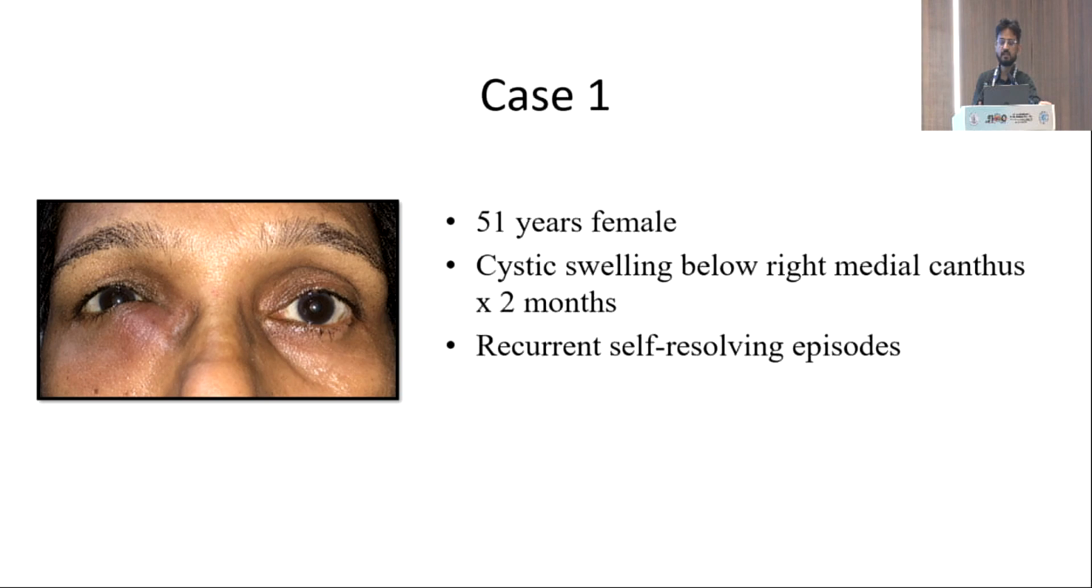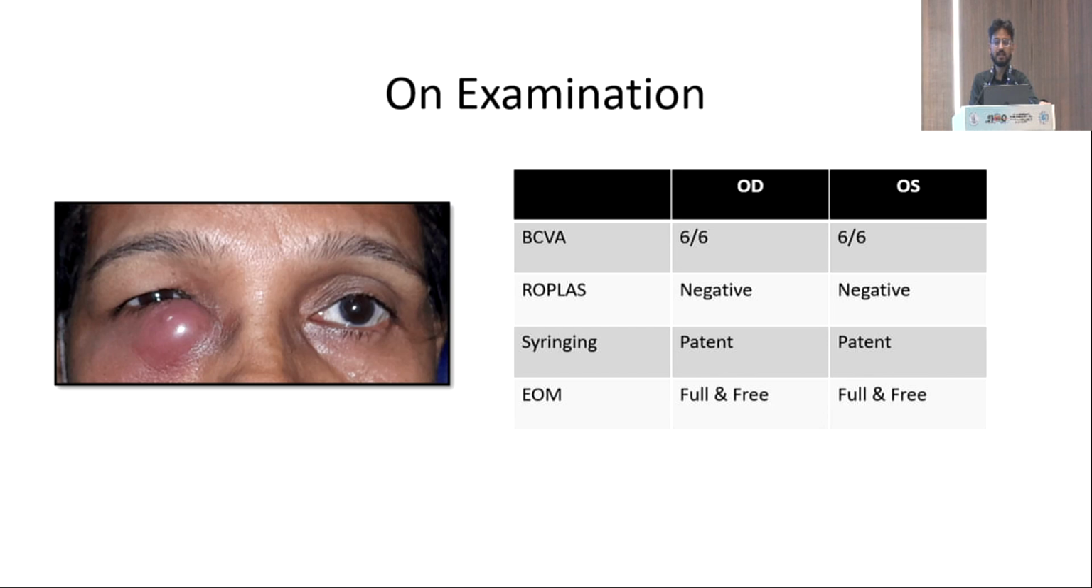So when a patient gives such a history, we think it's a nasolacrimal duct obstruction with a mucocele in that area, and the patient has also undergone incision and drainage elsewhere. Then the patient presents after a few weeks with this kind of picture, and of course when we do a ROPLAS, it's negative, syringing is patent, so it's not a case of nasolacrimal duct obstruction. We also did the same thing, an incision and drainage for the patient.